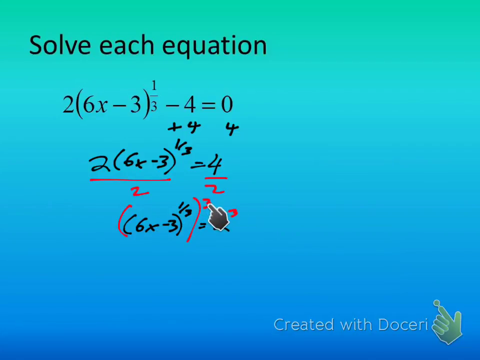Power to a power. What do you do with these powers? Multiply them, so there's 3 over 3, so it's 1. So the left side becomes 6x minus 3. The right side becomes 8. Why wasn't it what I said? Because the cube root won't cancel out that 1/3 power. This isn't timesing. This is power to a power.